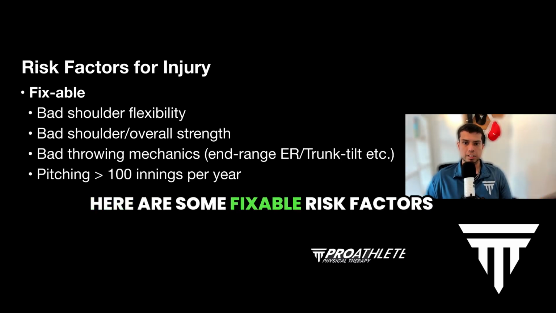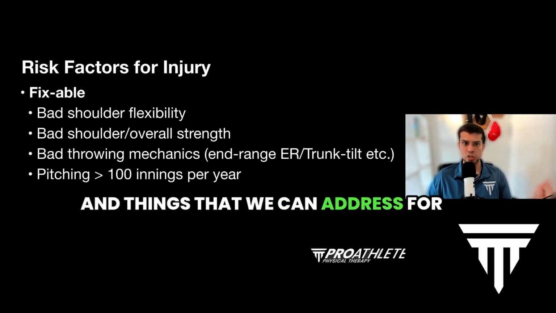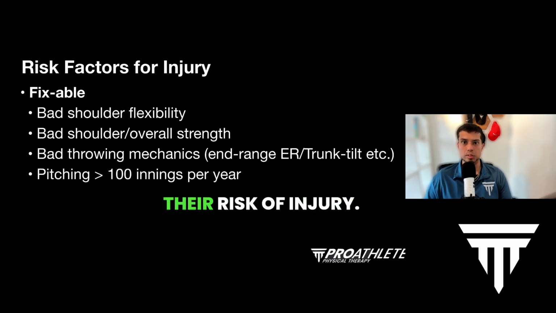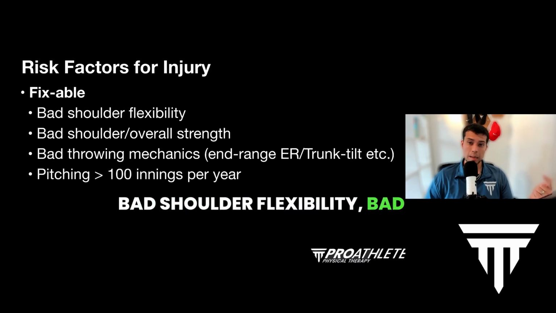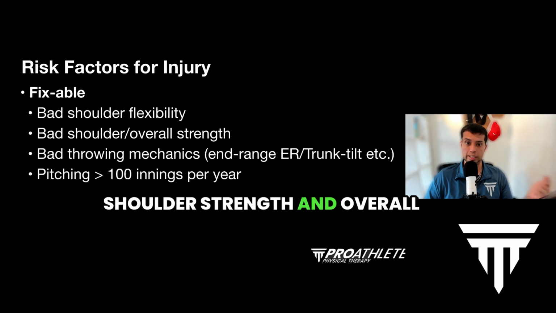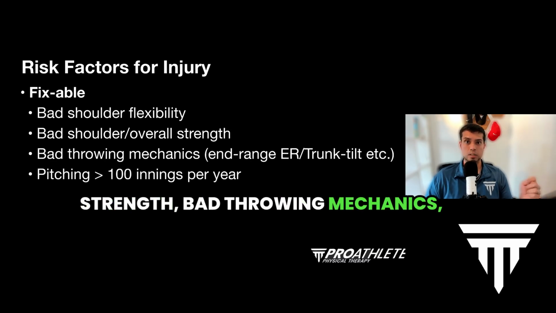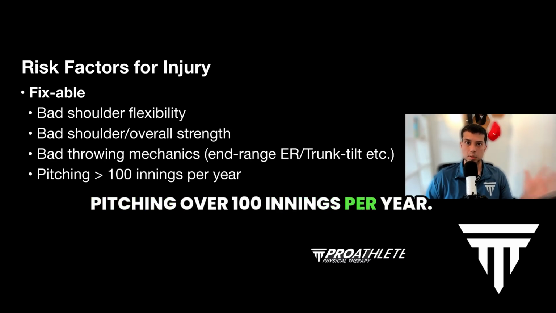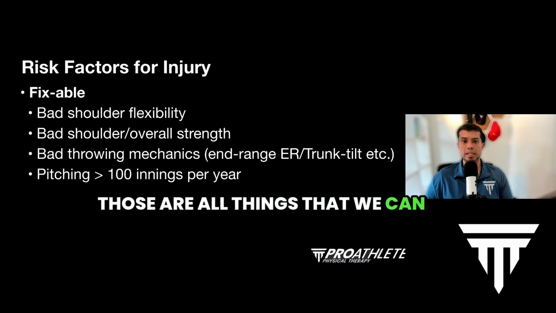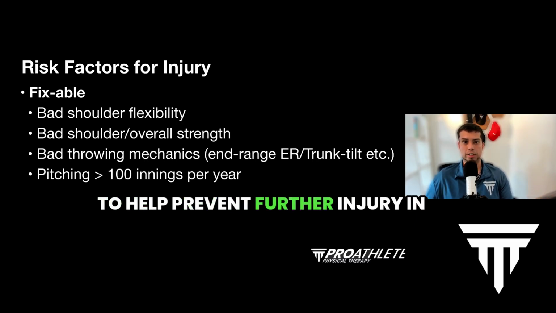Here are some fixable risk factors, some things that we can address for baseball players to help reduce their risk of injury. Bad shoulder flexibility, bad shoulder strength and overall strength, bad throwing mechanics, pitching over 100 innings per year. Those are all things that we can address to help prevent further injury in baseball players.